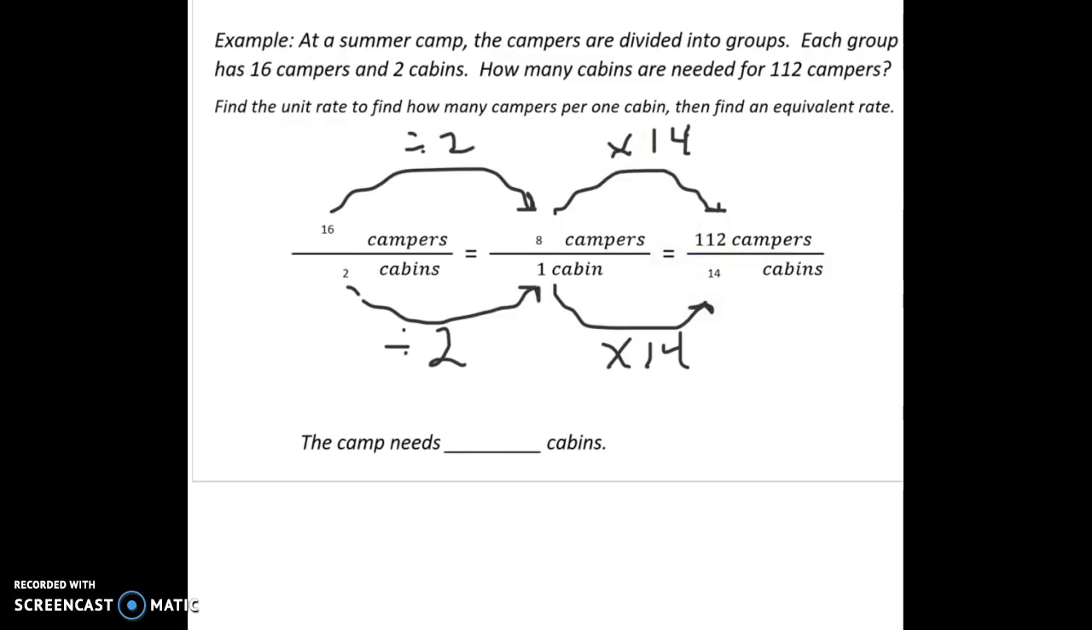So how many cabins does the camp need to house 112 campers? They need 14 cabins. Sorry, let me move that up for you. They need 14 cabins.